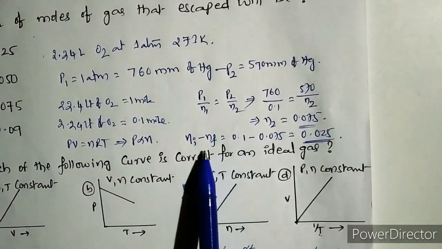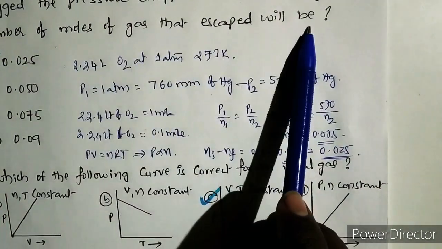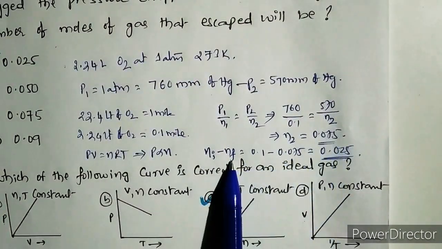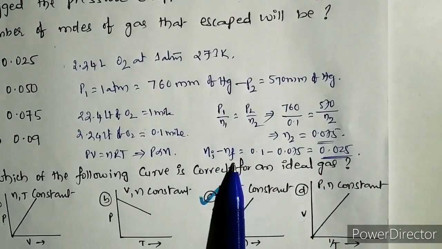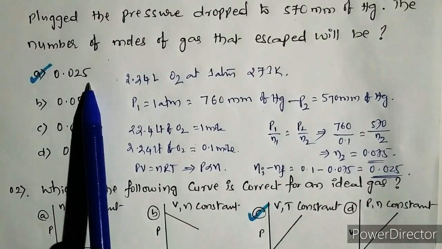So they are asking not the final number of moles, but the number of moles of gas escaped. Number of moles of gas escaped is nothing but the initial minus the final number of moles, which is equal to 0.025. So your answer is A, 0.025.